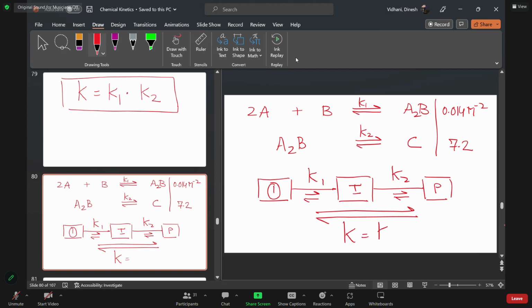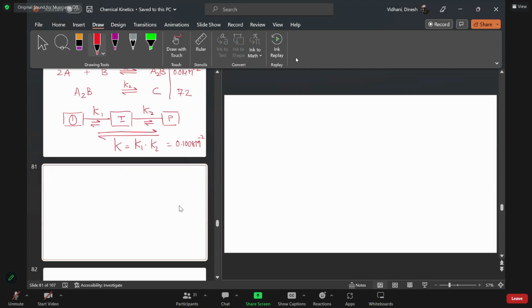So K will be K1 multiplied by K2. What do you think that one is? So 0.1008. Okay. Okay, and also the units are correct, Roberto. Good. Okay, so that would be the way to solve the final equilibrium if you have multiple equilibriums linked together. Okay, so let's see one more example.